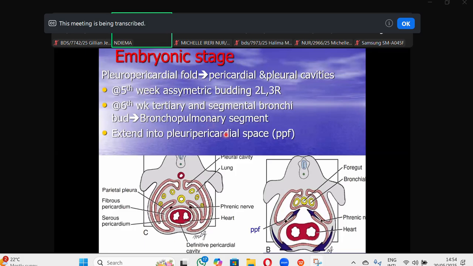And this is extending into the pleuropericardial space, and we have talked about it as separation of the coelomic cavity into the pleural cavity and the pericardial cavity. Now, the pleuropericardial fold extends and fuses with the septum transversum. When they fuse with the septum transversum, they completely separate the thoracic cavity from the abdominal cavity.